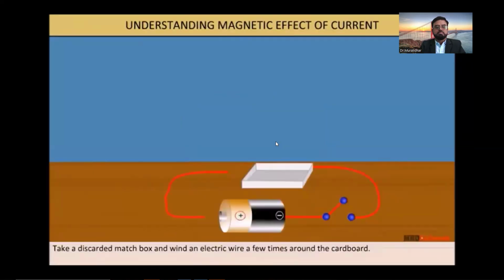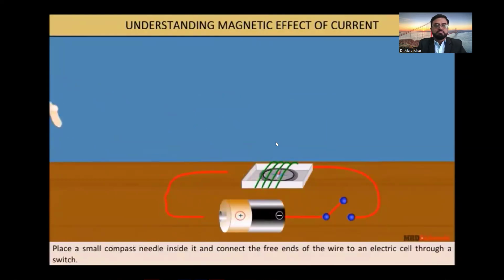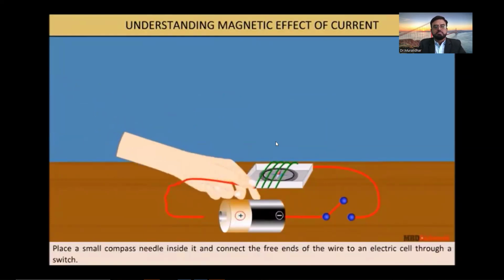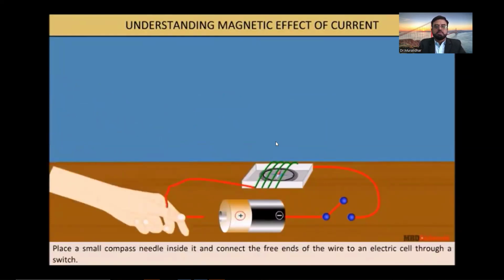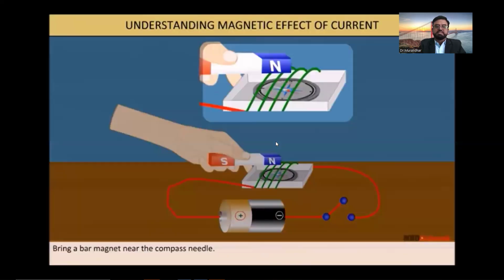Take a discarded matchbox and wind an electric wire a few times around the cardboard. Place a small compass needle inside it and connect the free ends of the wire to an electric cell through a switch. Note the direction of the compass needle. Bring a bar magnet near the compass needle. We will observe that the needle gets deflected.